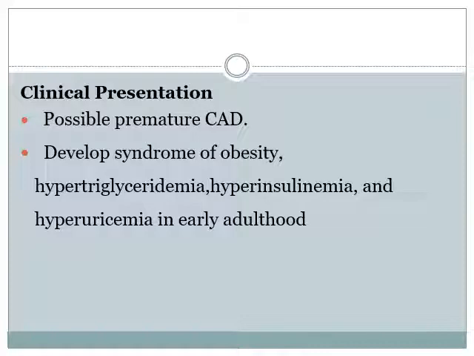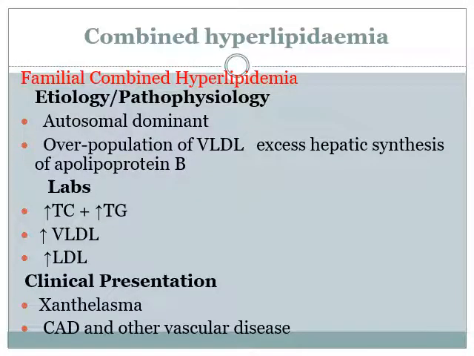Clinical presentation: we can find premature coronary artery disease, syndrome of obesity, hypertriglyceridemia, hyperinsulinemia, and hyperuricemia, metabolic syndrome in early adulthood. Combined hyperlipidemia.